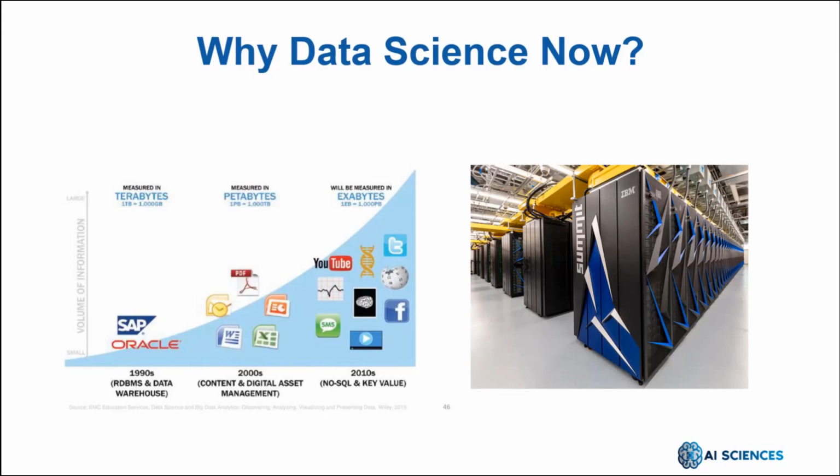And finally, we have more advanced algorithms for pattern recognition and machine learning than we did just a few years ago. So, in one sentence, if you want to know why data science has become our focus right now, it is because we have a lot more data, better algorithms, and better hardware.